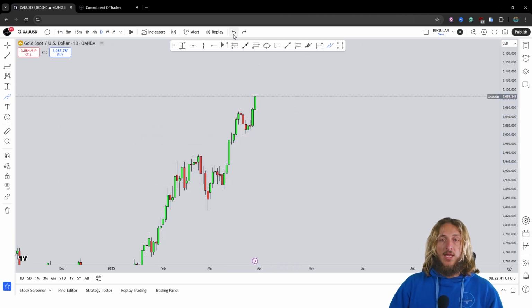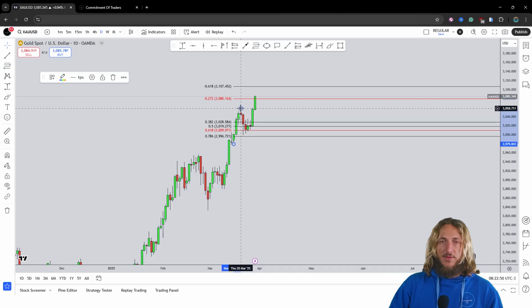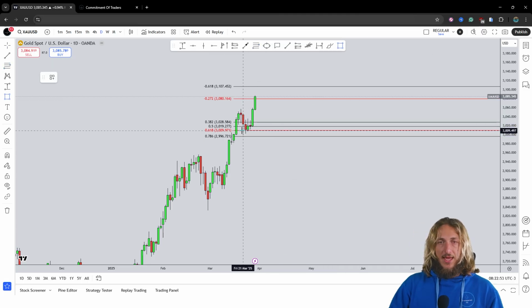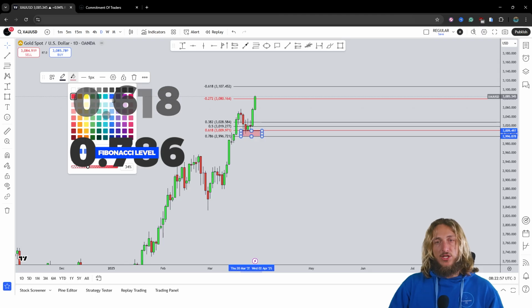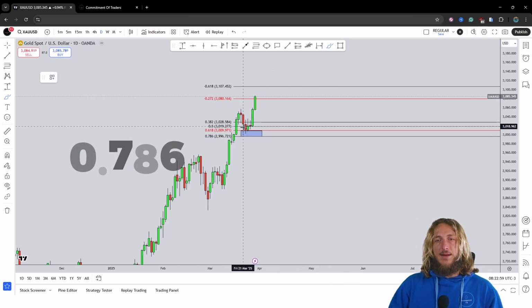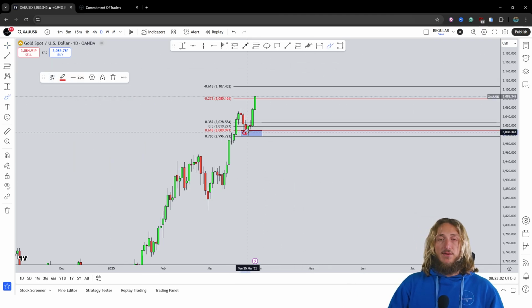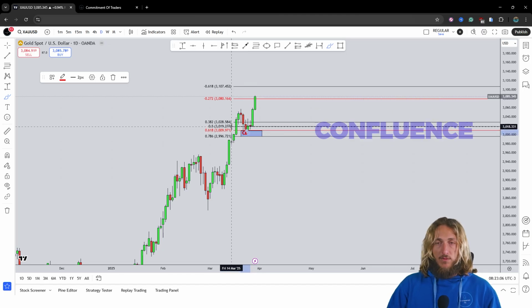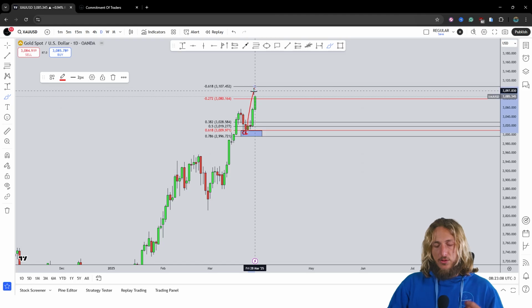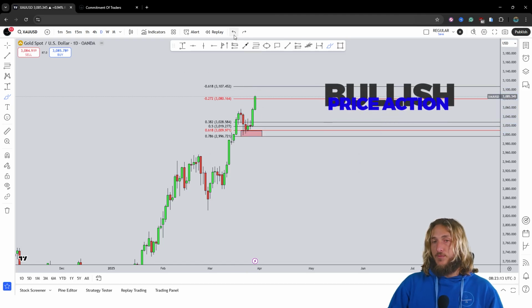We can also notice that as we have an impulse and a correction, if we want to measure the correction, we have to take our Fibonacci from the low to the high of the impulse leg. And this shows us how we have a 0.618 and 0.786 Fibonacci retracements, both lining up exactly at this area, therefore creating confluence of support at this zone. And in a confluence of support area, there is an increased probability of seeing a potential rejection to the upside away from the area.